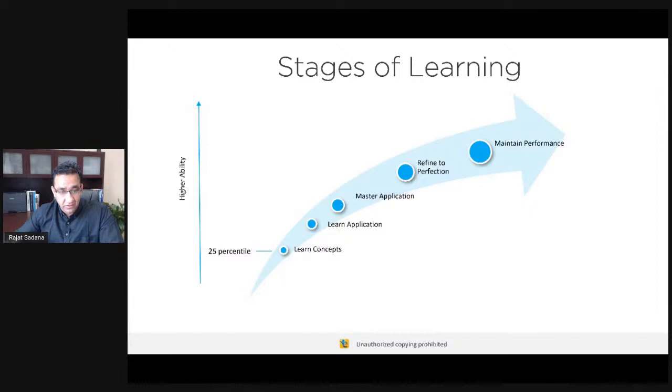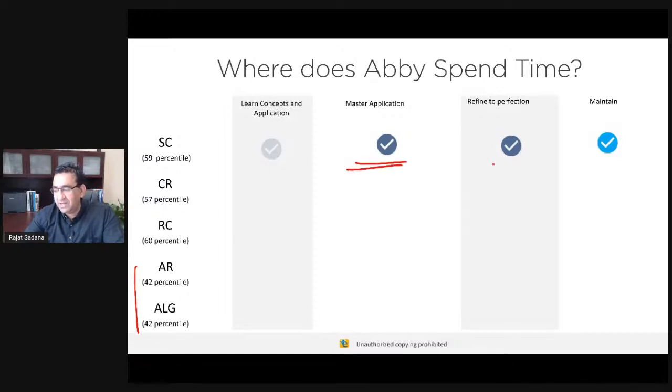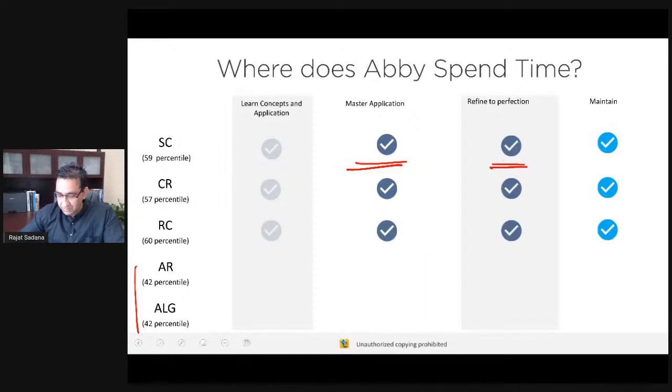Remember, if you're 25th percentile or lower, you still have to learn concepts. If you're around that 50th percentile, you've learned application, but you've not mastered it. If you're around that 80th percentile, you've mastered that application, and then to that 90th percentile, you've got refining to perfection. So where does Abby spend her time? And you can really see her starting scores around that 60th percentile on pretty much every subsection of verbal, and around that 40th percentile on quant. So Abby is not going to spend a ton of time in learning concepts and application. She's going to spend a good chunk of her time in mastering application and refining to perfection. And that's going to be the case on every aspect of verbal.